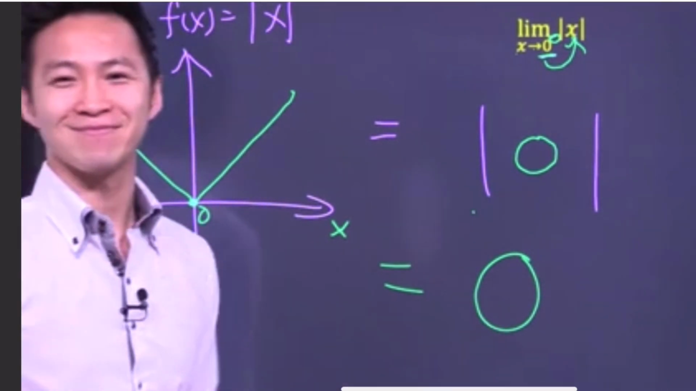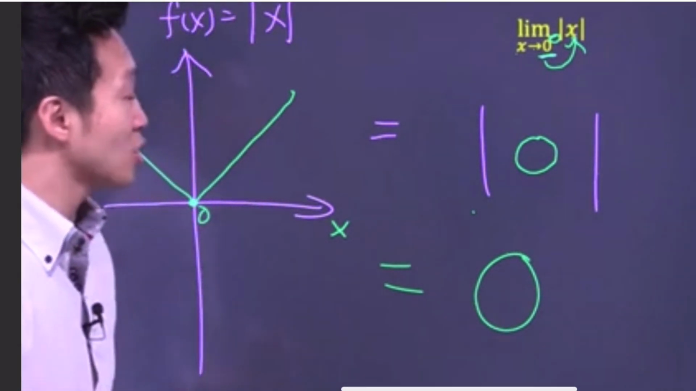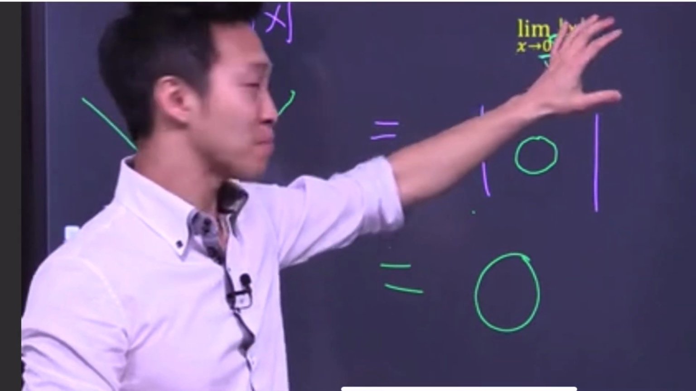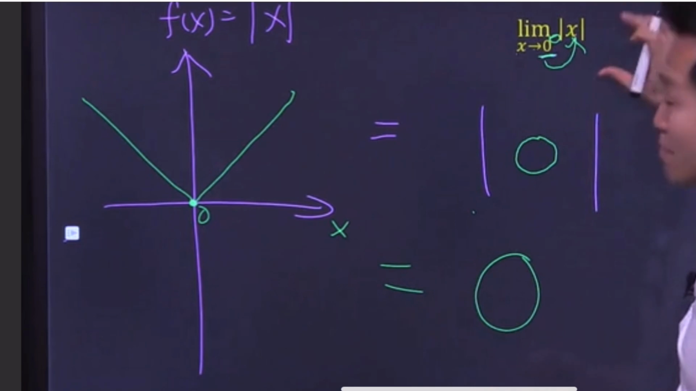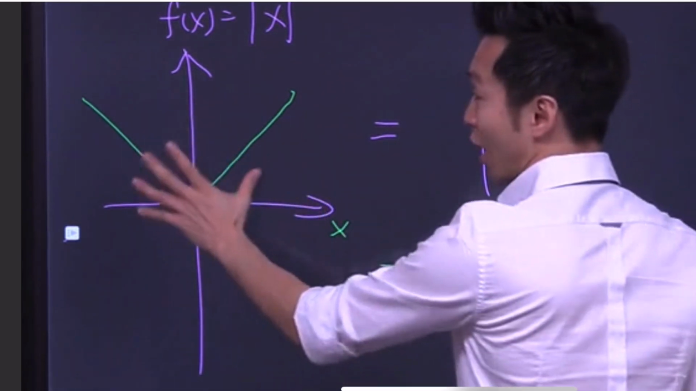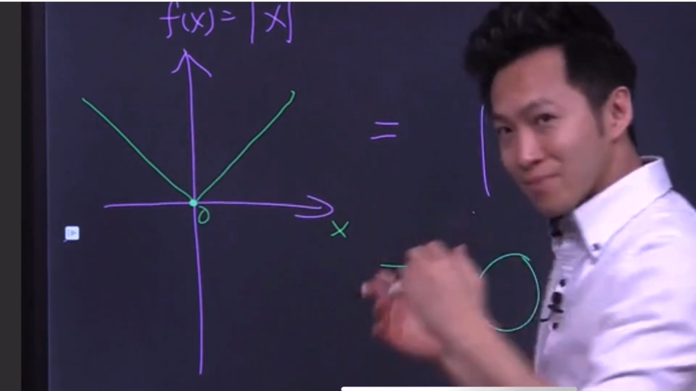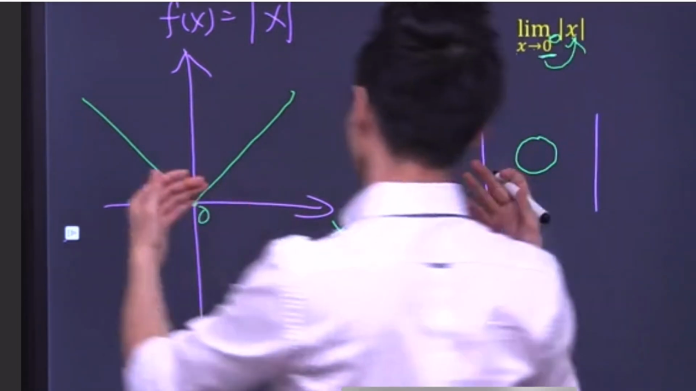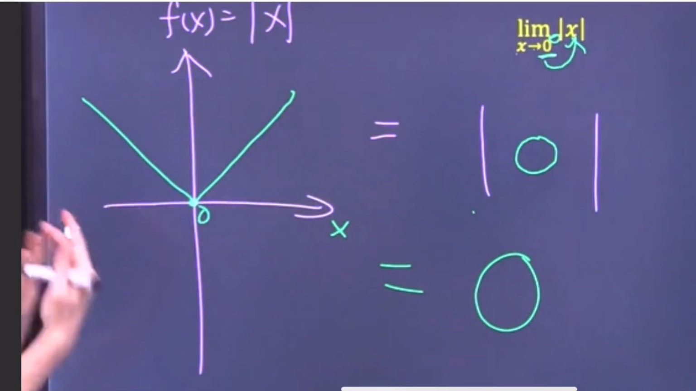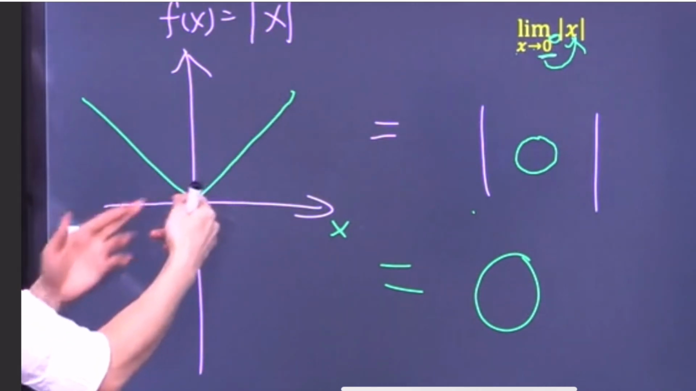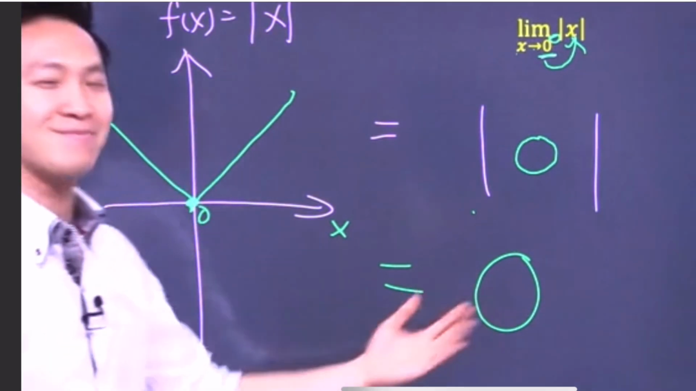So we can evaluate this limit by using direct substitution, or we can also evaluate this limit by using the graph to help us visualize what's going on here. Approaching from the left, approaching from the right, the function approaches the same value, which is the value 0.